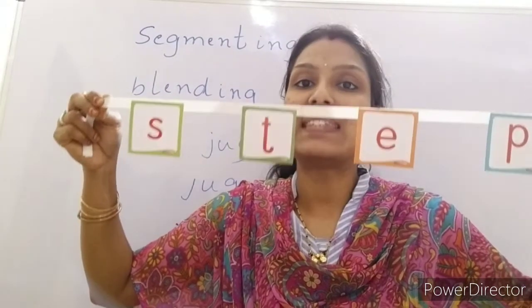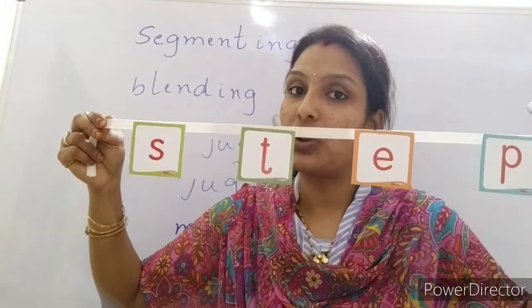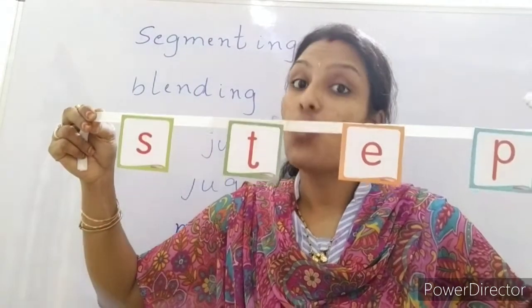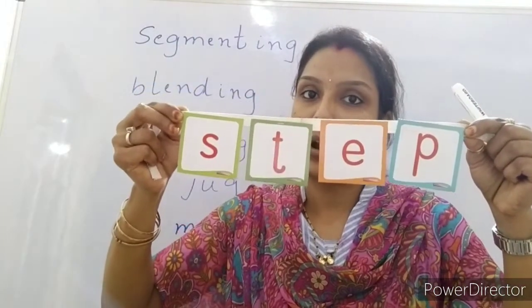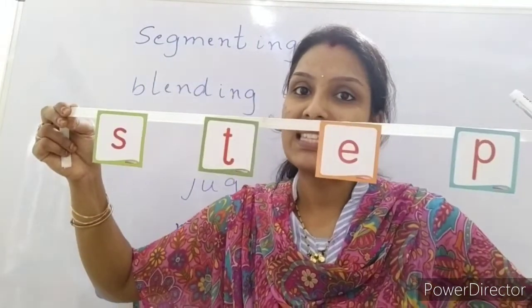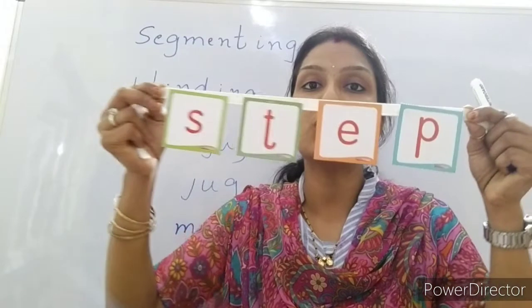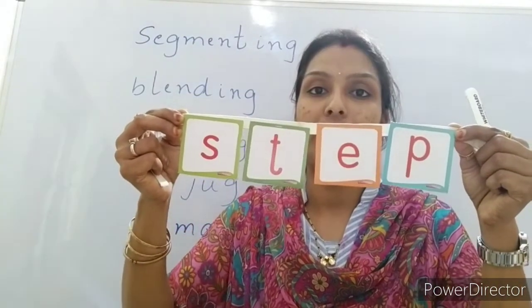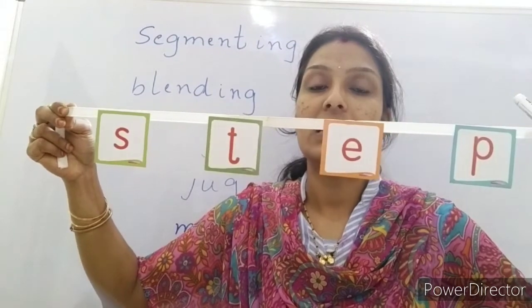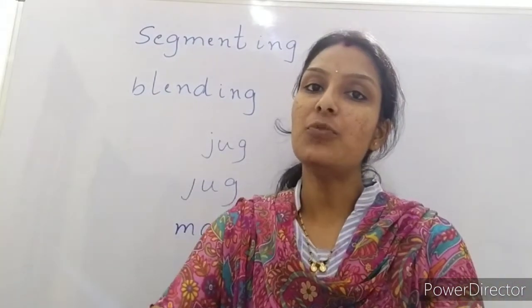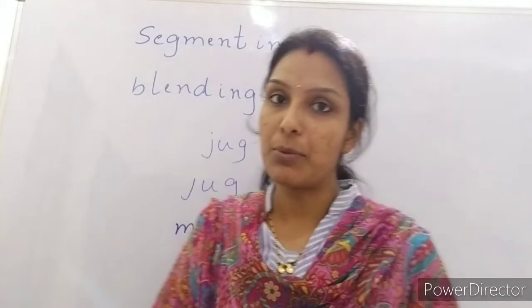So, this segmenting is very, very useful while writing a word. While reading, what you have to do? You have to blend it. This is called blending and this is called segmenting. So, while reading, how do you have to read, children? Step. While writing, s-t-e-p. Shall we write the word step on the board now or in your book now?